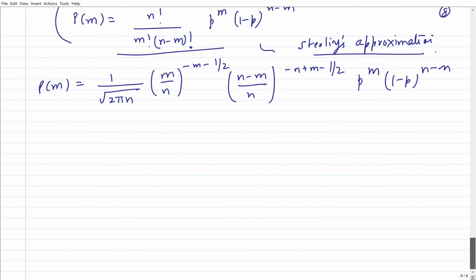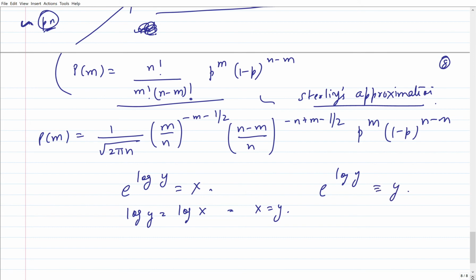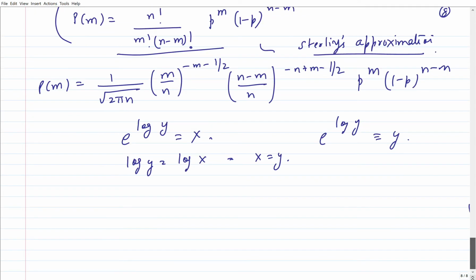So this can be expressed as e to the power of log y. Let's say this is x as an aside. I take log of both sides. I have log y equals to log x, hence x equals to y. So e to the power of log of y is nothing but y. That's what I'm going to use here.